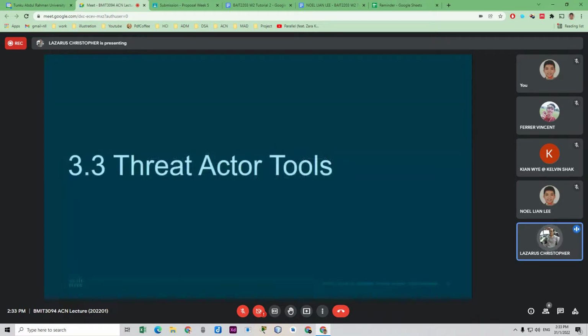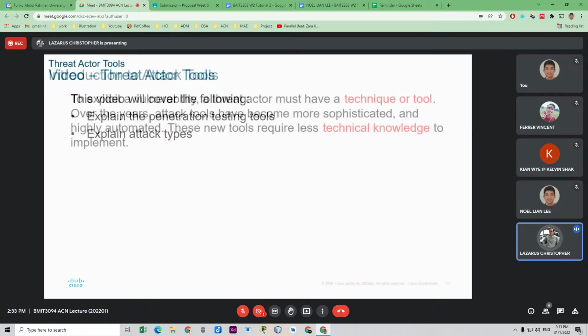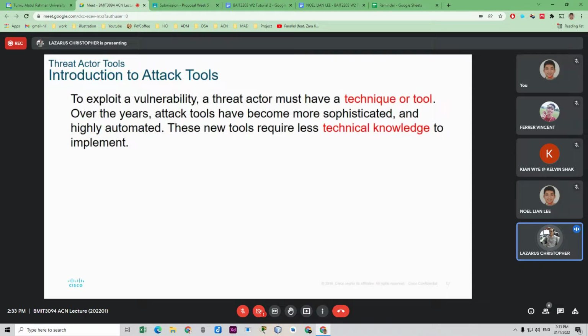Okay, so let's look at the tools used by threat actors. So again, please follow through this on NetAcad online to look through the videos. I'm not going to show the videos. I'm going to skip them, but I expect you guys to have a look at the videos yourself.